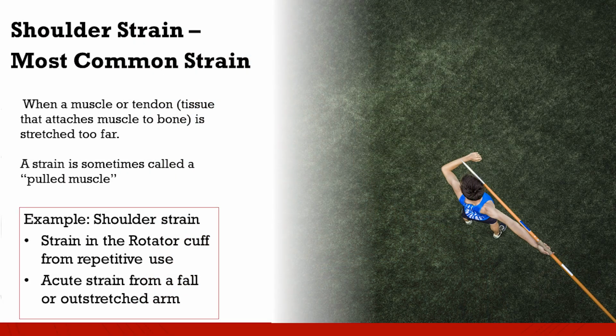Then we go into the strains, which are muscle injuries. One of the most common we see here is of the shoulder, particularly the rotator cuff muscles. They can happen in an acute setting. Commonly, if you fall with your arm outstretched, it's common to tear one of those rotator cuff muscles. Then you can also get those from overuse, particularly if you do a lot of work over your head.